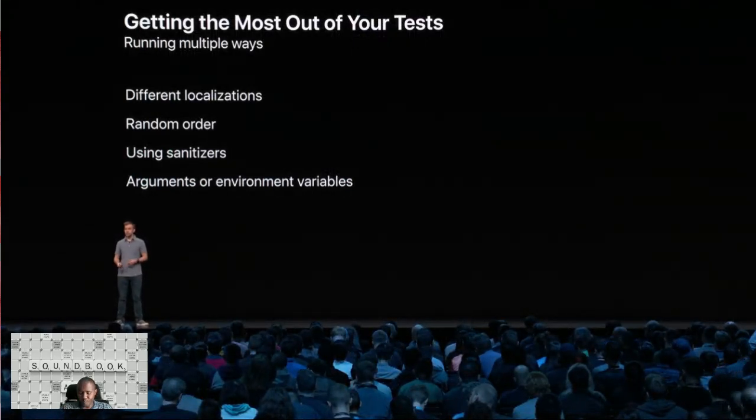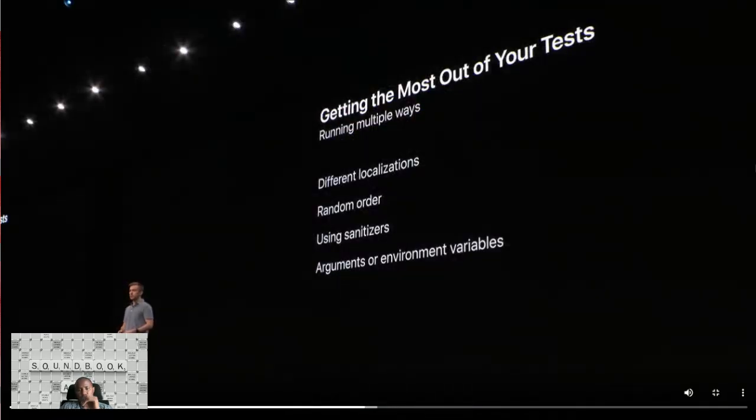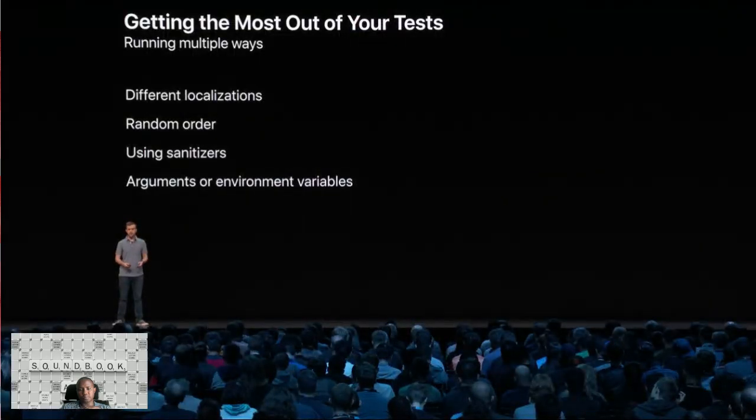Or you might want to run your tests using more than one sanitizer, such as both address sanitizer and thread sanitizer. And I'll explain a little bit more about what these are later on if you're not familiar. Or you could even vary arbitrary command line arguments or environment variables each time you test. And this can be helpful if the code that you're testing needs to modify or fake certain things when you're testing, such as using a testing version of your web server or maybe mock data sets.